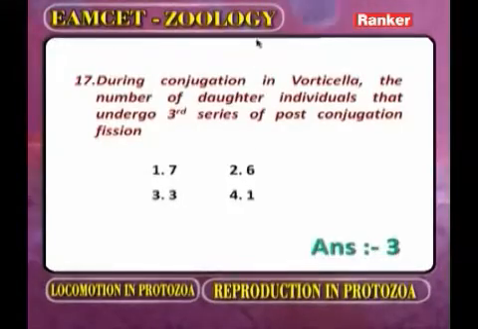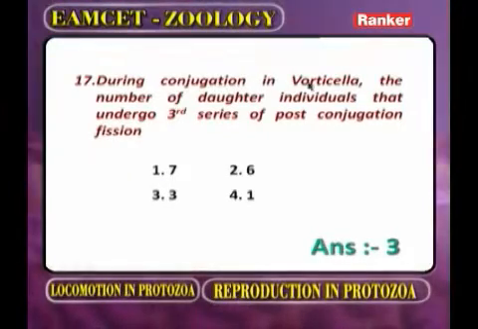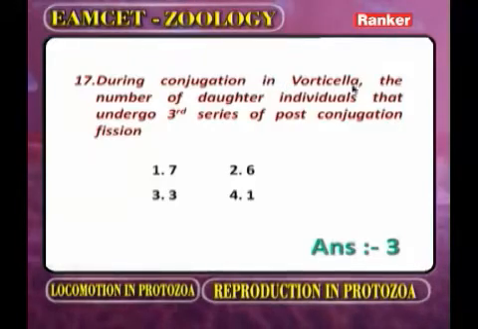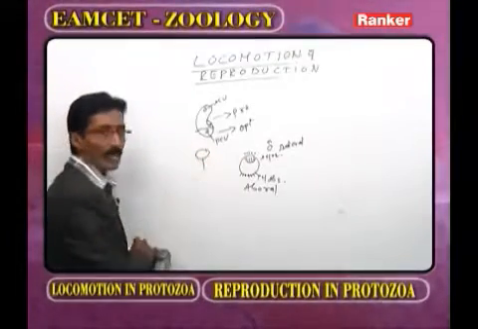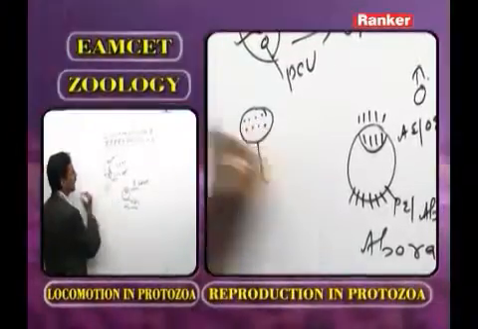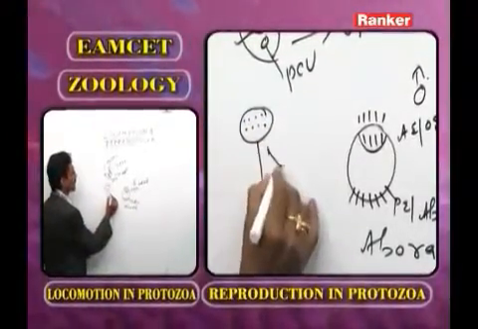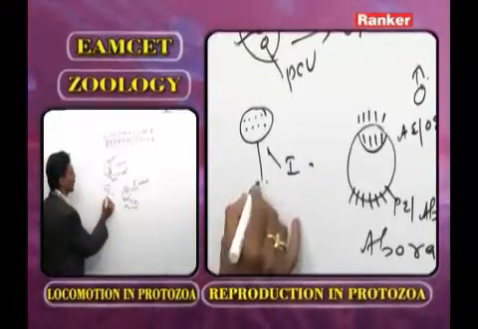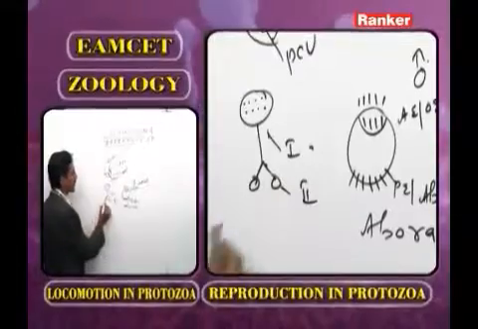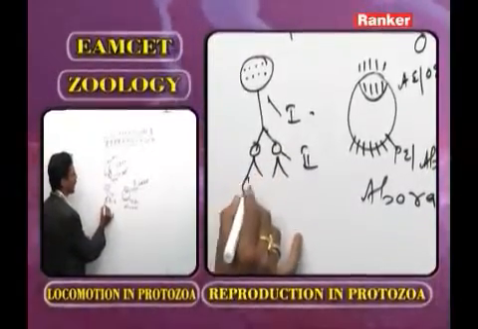Now, during the conjugation in Vorticella, again repeated, during conjugation in Vorticella, the number of daughter individuals that undergo the third series of post-conjugation fission. Now, as we observe, this is the one individual. In this individual, four macronuclei and one micronucleus. Now, this undergoes the first post-conjugation fission. We are getting how many individuals? Two. Now, these undergo the second post-conjugation fission. We are getting how many individuals? Four individuals.